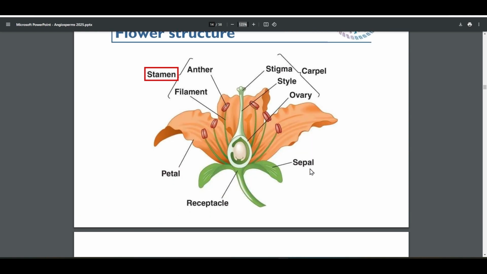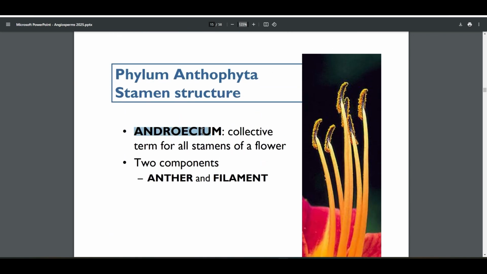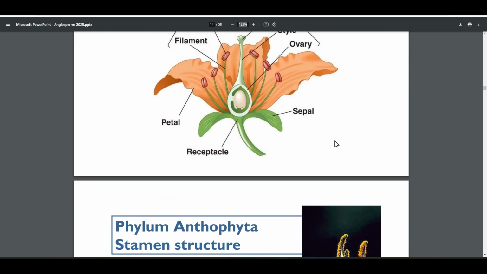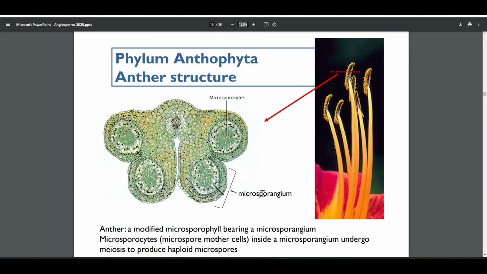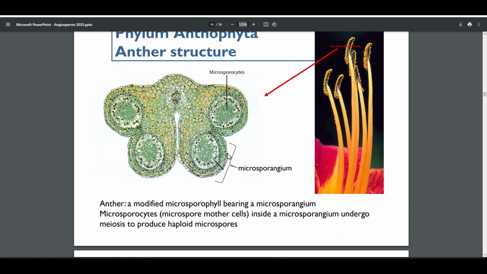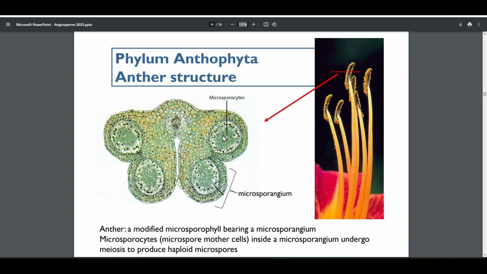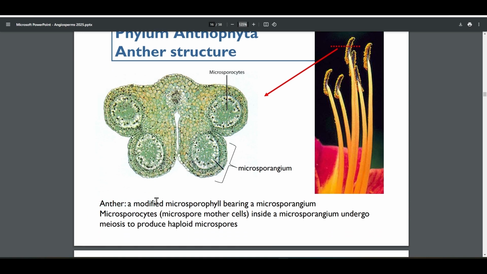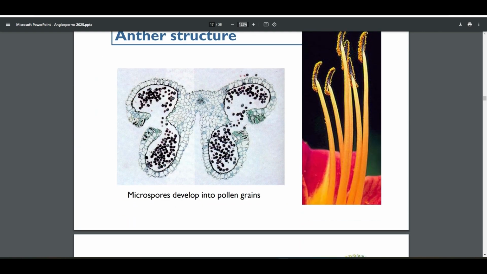Okay, right, good. So first we'll talk about the stamen. The stamen, or the androecium, which is actually the collective term for all stamens of a flower, has two components: the anther, which is this part, and the filament, which is the stem. If you dissect or cut open an anther, it will show a moth shape. This part here is the microsporangium, and inside it are the microsporocytes. The anther is actually a modified microsporophyll with microsporangia, and the microsporocytes will undergo meiosis to produce microspores. If you remember, the microspores will develop into pollen grains, and the pollen grains will have a partially developed male gametophyte to produce the sperm.